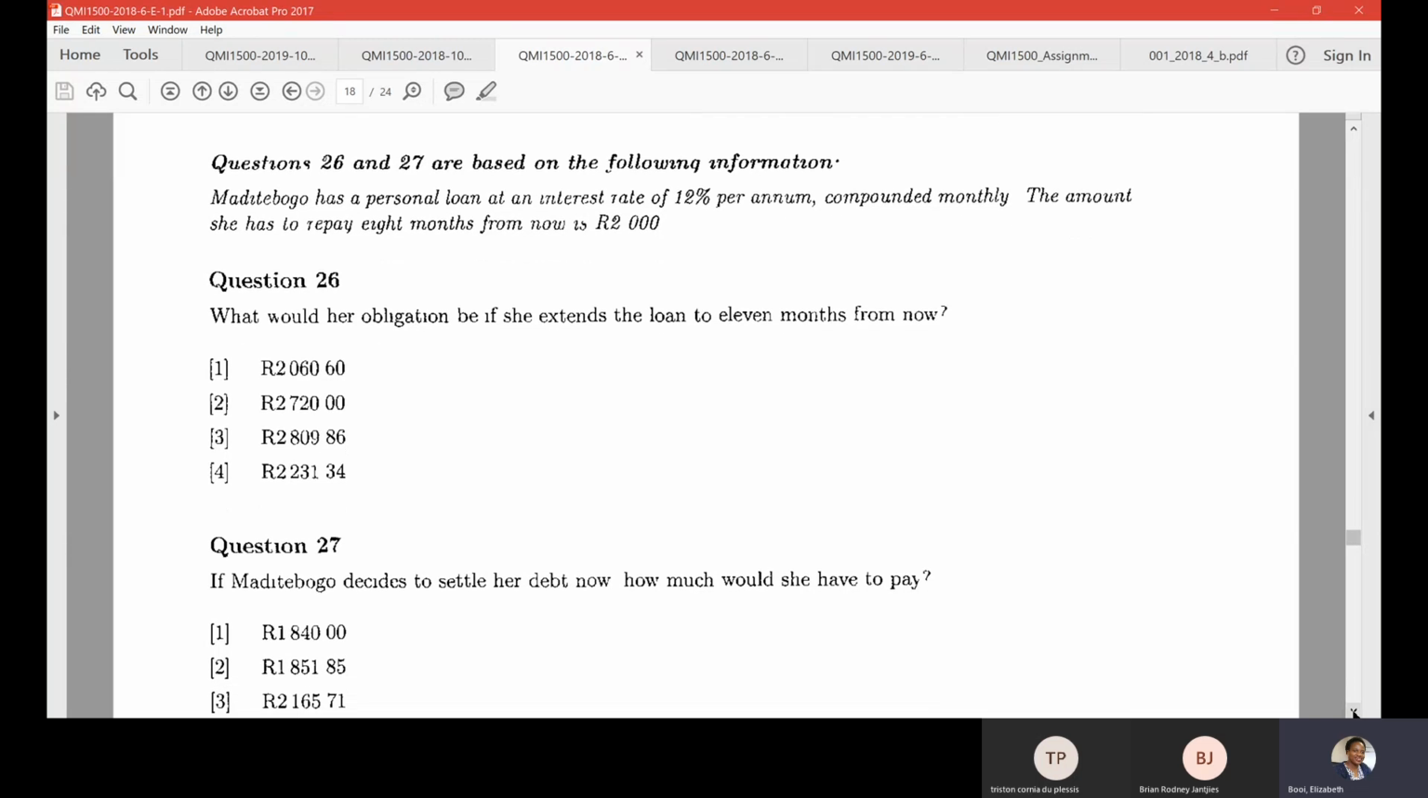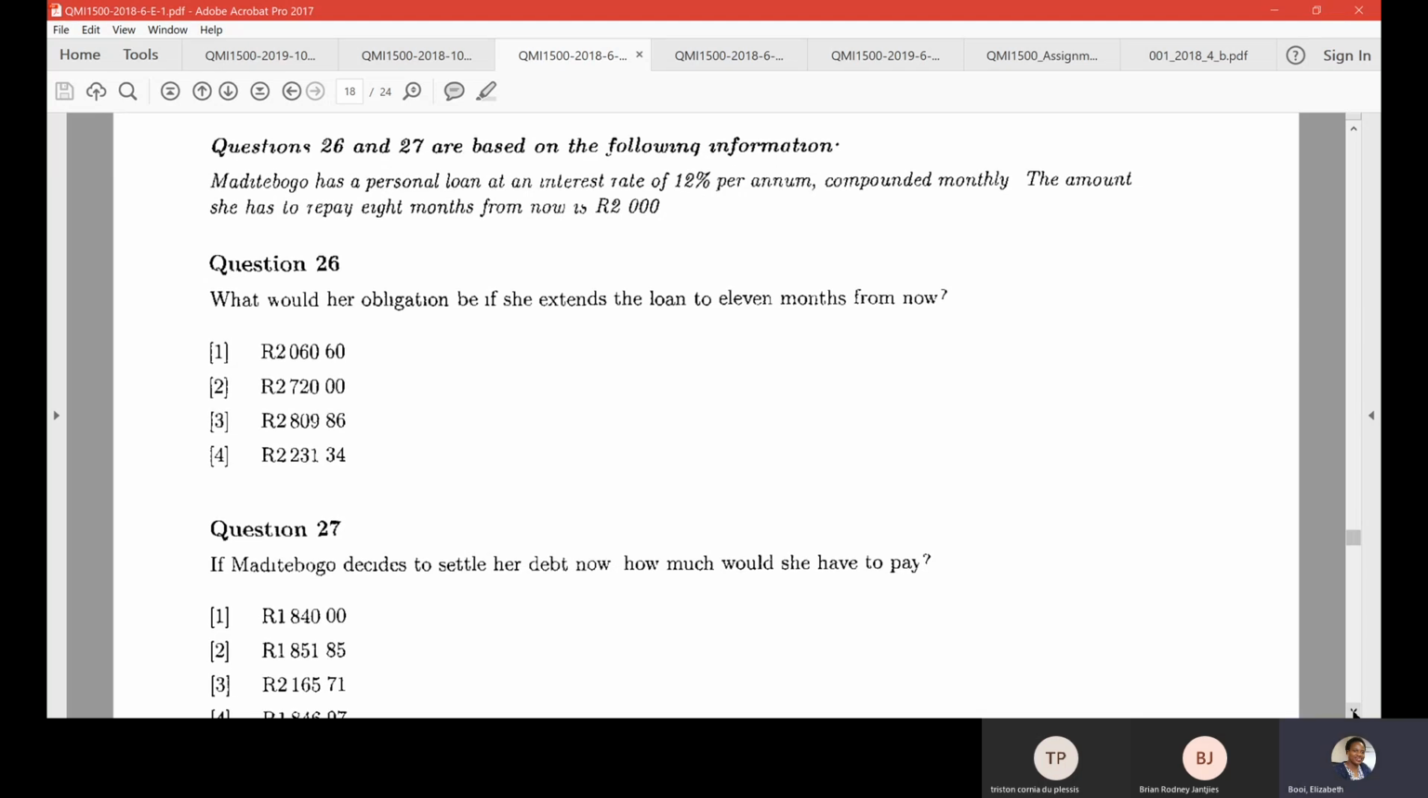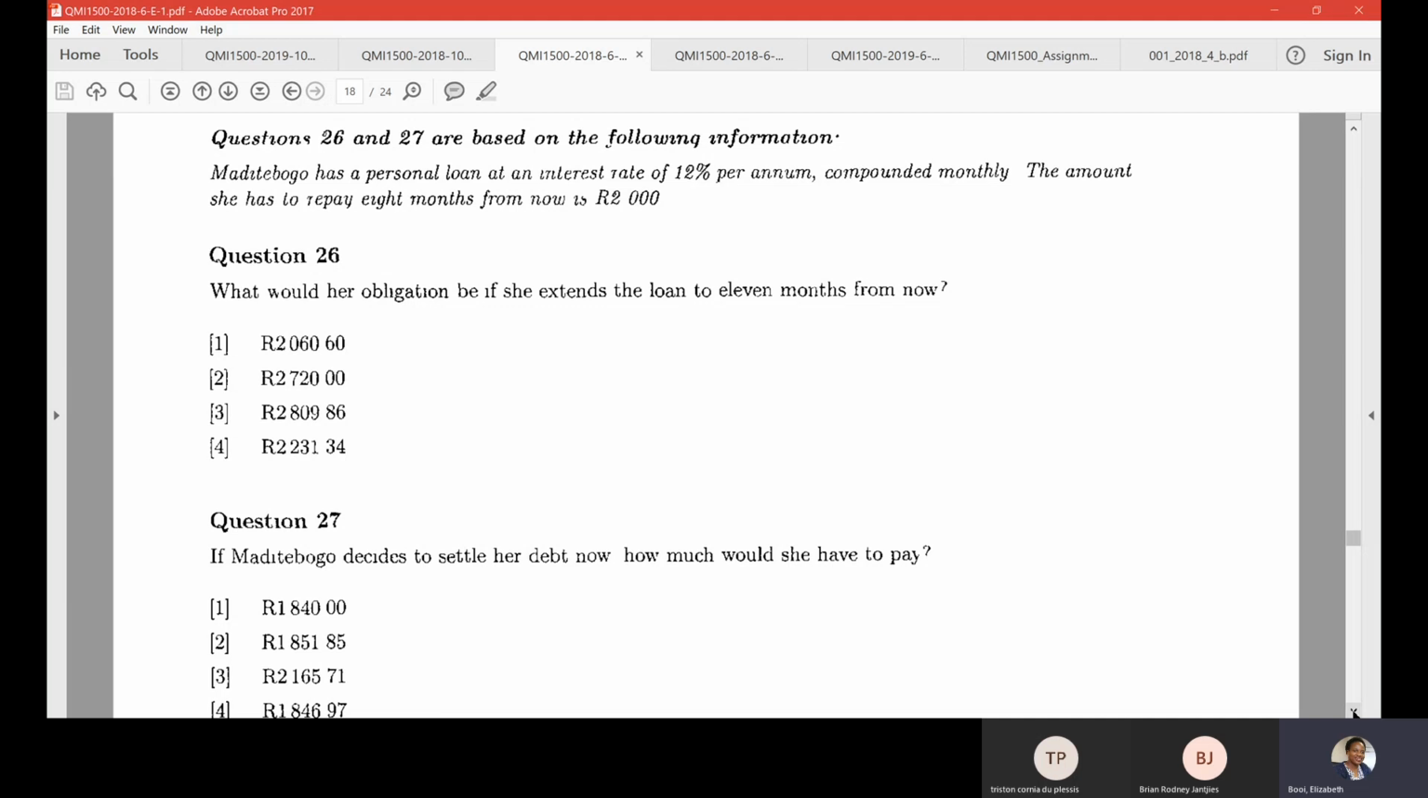Lucky enough. Okay, Maditeboho has a personal loan at an interest rate of 12% per annum, compounded monthly. The amount she has to repay in 8 months from now is 2,000. What would her obligation be if she extends the loan to 11 months from now? So this one is moving forward from 8 to 11. There is nothing you can do there.